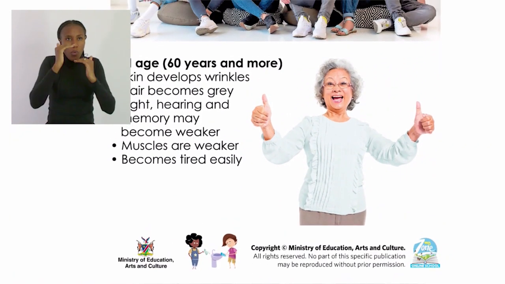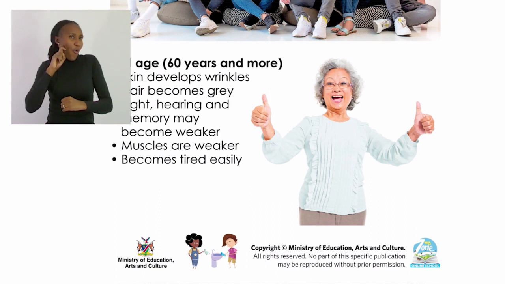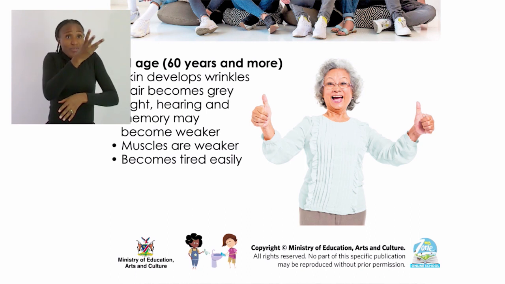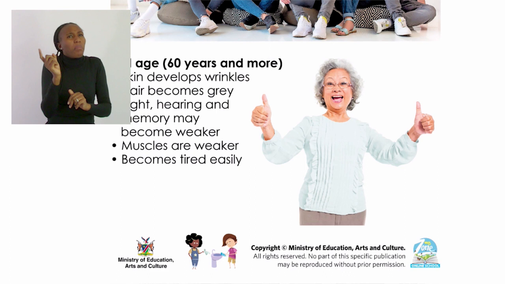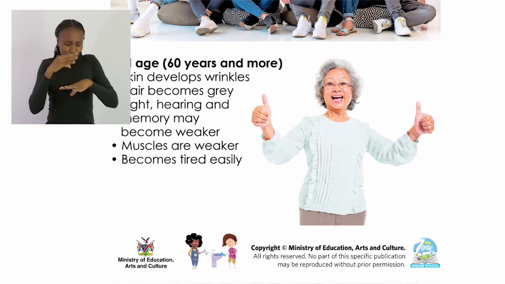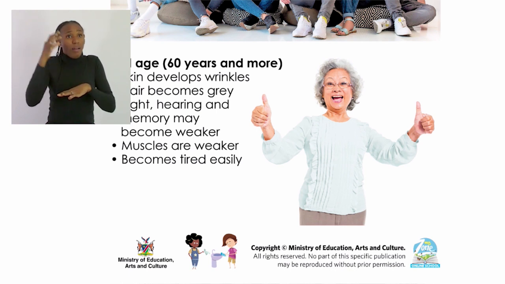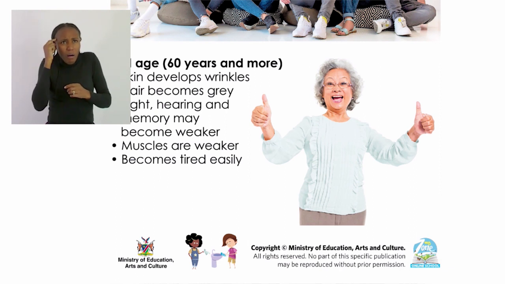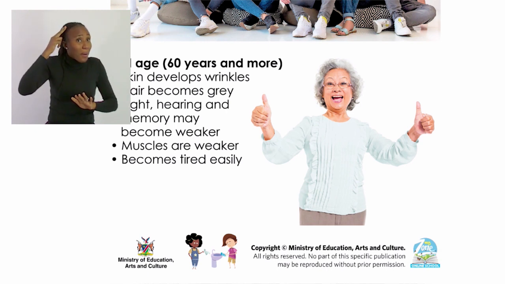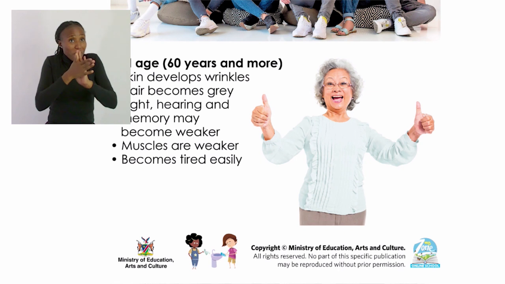Then we go to the final stage of life. That's old age. These are the grandmothers and the grandfathers. They are 60 years and more. What happens to them? Their skin develops wrinkles. It means the kind of spots and falling skin. Hair becomes gray. Normally you hear people saying that I'm having a white head. It's normally not white but gray. Their hair changes from being black or dark or brown and becomes gray.